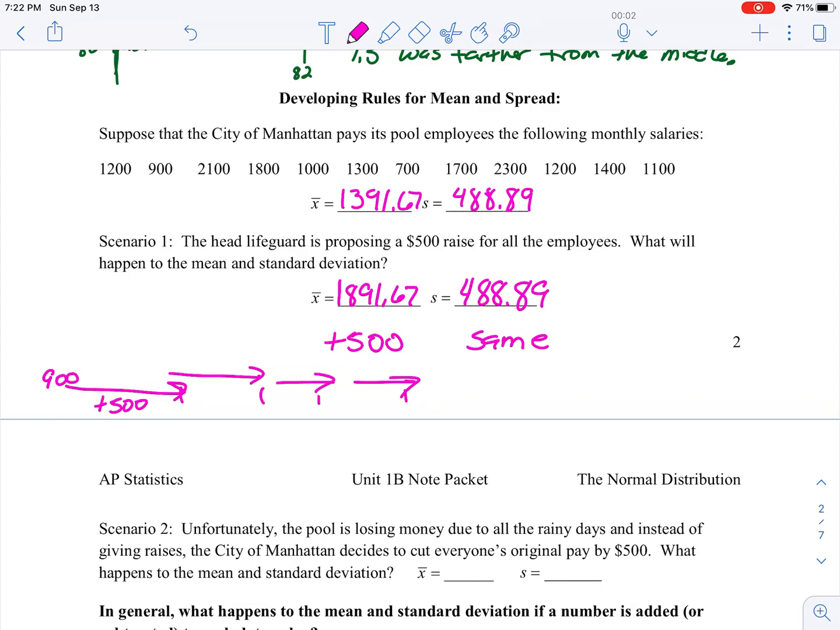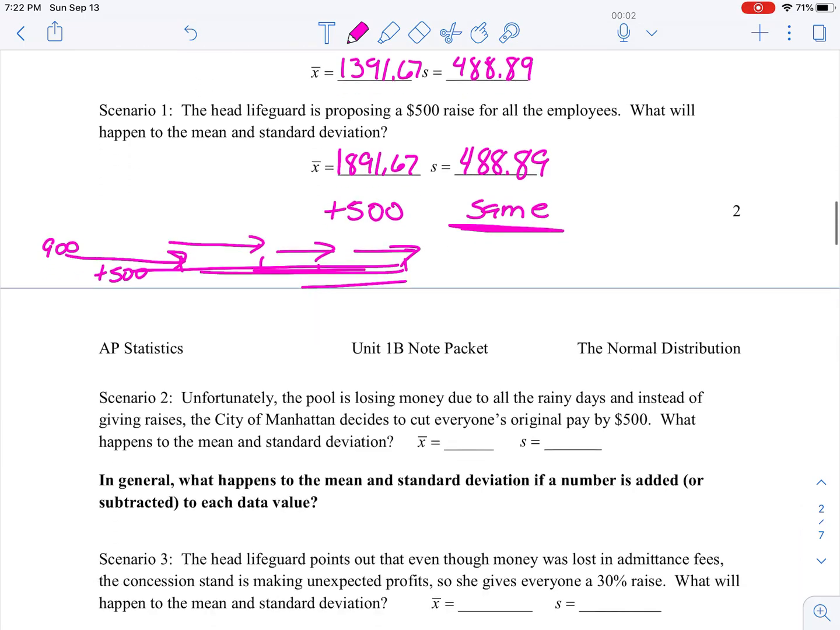So we're here, here, here, and here now instead. But in reality, we are the same distance from the middle. So therefore, that's why my standard deviation remained the same, because everything is still the same distance apart. I haven't changed that. All I did was change the spot on the number line where it was by giving everyone a $500 raise.